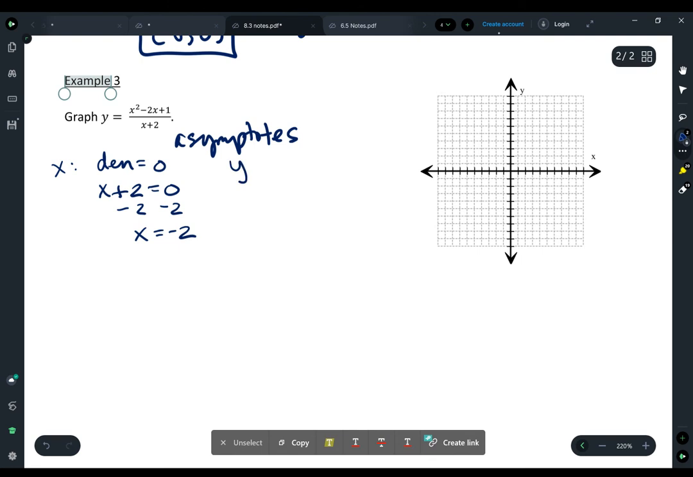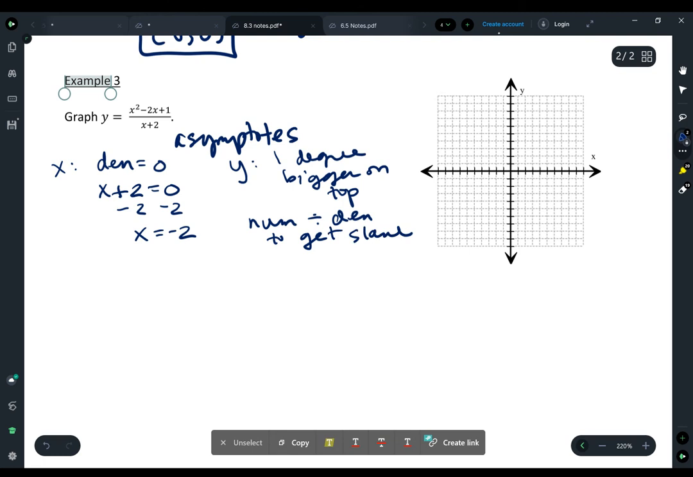My y-asymptote is definitely trickier this time. It's bigger on the top, and if it's 1 degree bigger, that would mean slant. Otherwise, I just worry about end behavior, and it is 1 degree bigger on top. So what I'm going to do is my numerator divided by my denominator to get the slant.